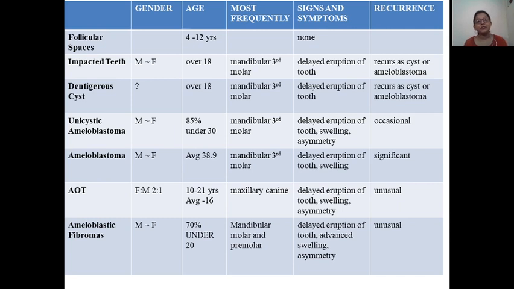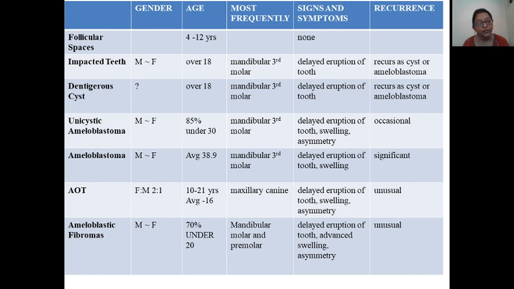Now, this is a brief table which shows the different pericoronal radiolucencies, differentiated on the basis of gender, age, the areas in which they are most frequently seen, signs and symptoms, and recurrence. Follicular spaces have no particular age, and that is not a pathology but a common phenomenon. Impacted tooth is very similar in male and female, usually seen over 18 years of age, most frequently affecting the third molar, with delayed eruption of the tooth, but it sometimes recurs as a cyst or ameloblastoma.